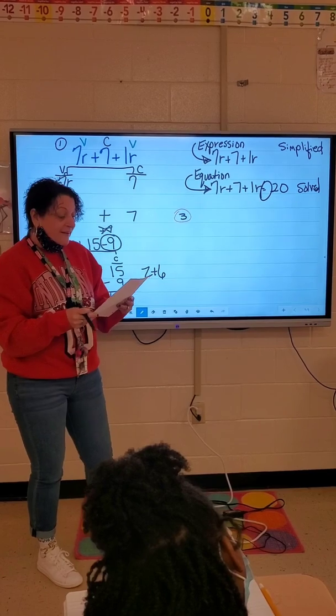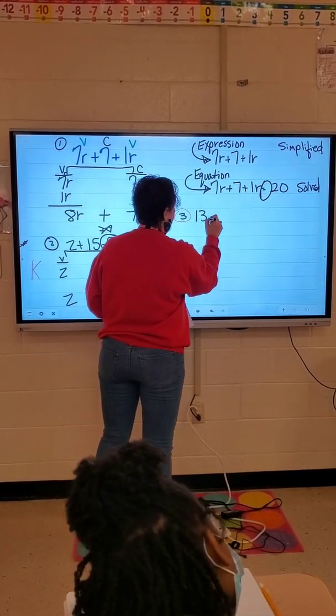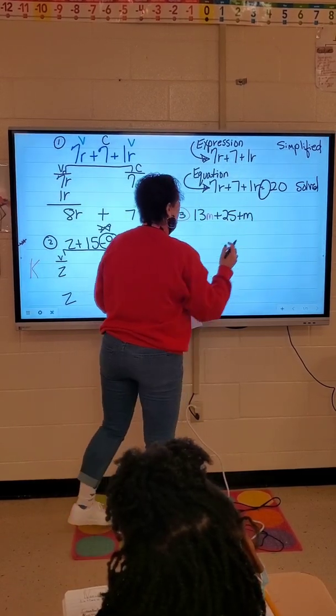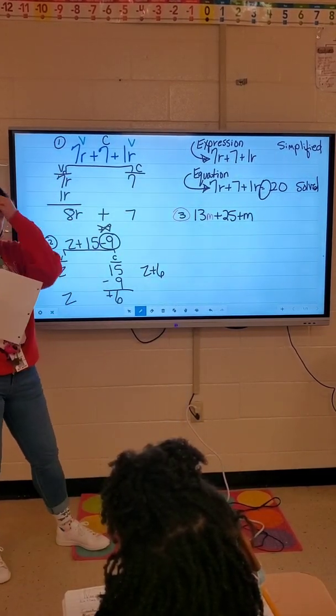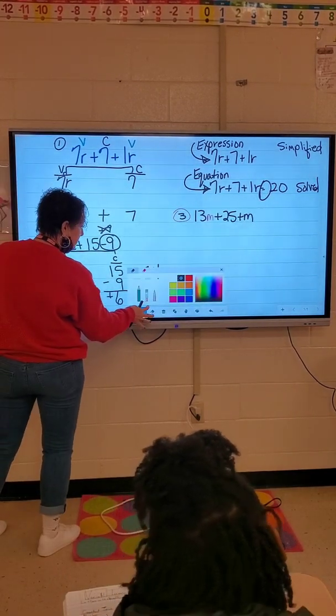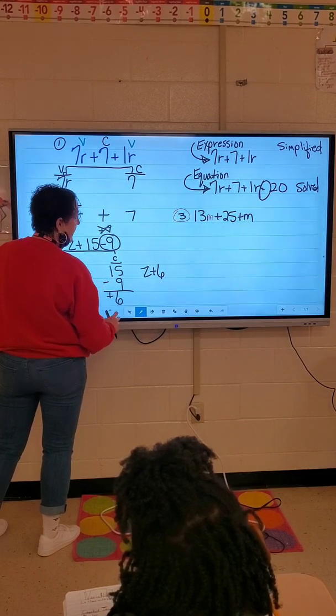Let's jump in. All right, 13M plus 25 plus M. I do not know why my board is throwing in these random colors like this, but we just got to go with it. I can fix it like that, but then it doesn't.